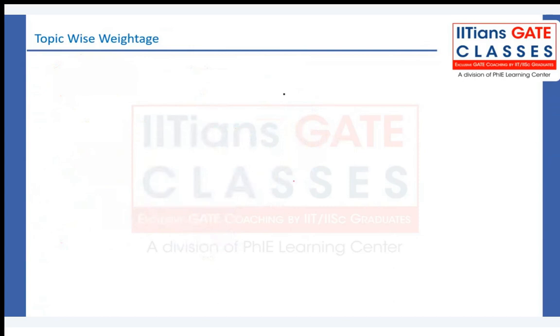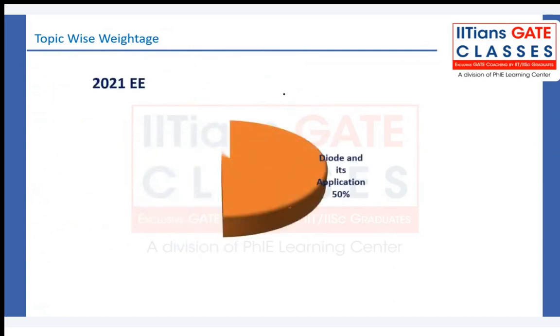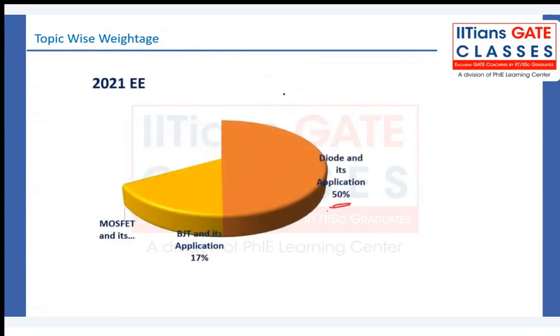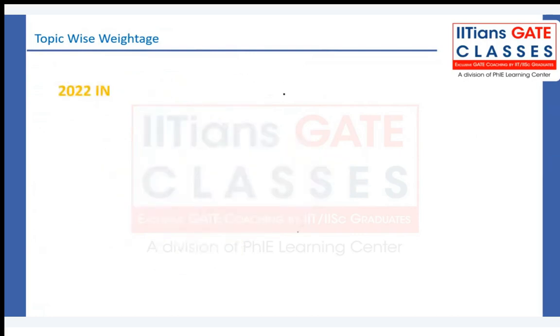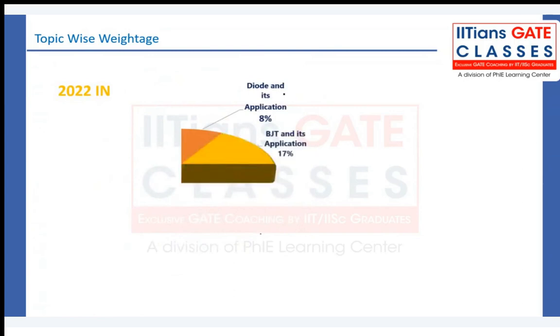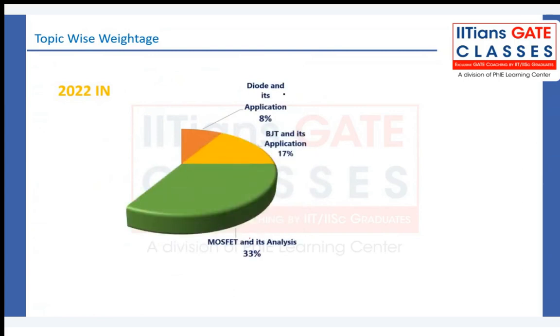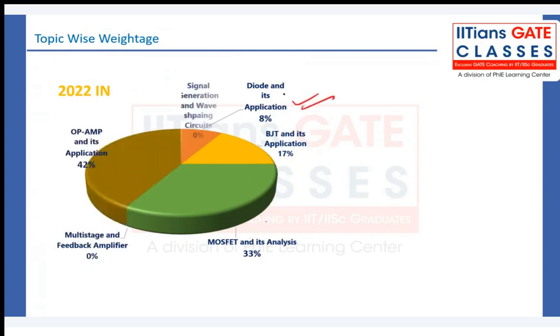In 2020-21, diode you see 50%, and the BJT was also asked. So we can't ignore BJT for electrical engineering, as these topics have good application in other core subjects of electrical engineering. OPAMP you see always has favorable percentages. And if I talk about instrumentation branch, I think an even distribution is there: diode, BJT, MOSFET, and the OPAMPs.